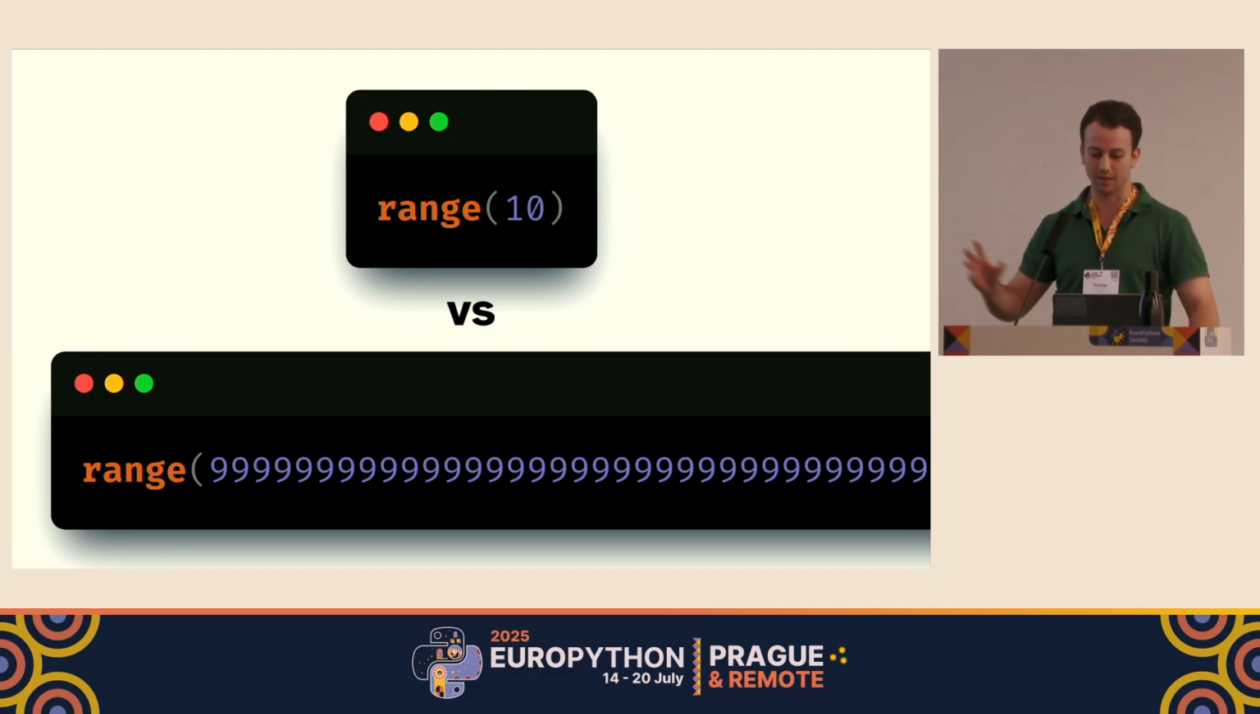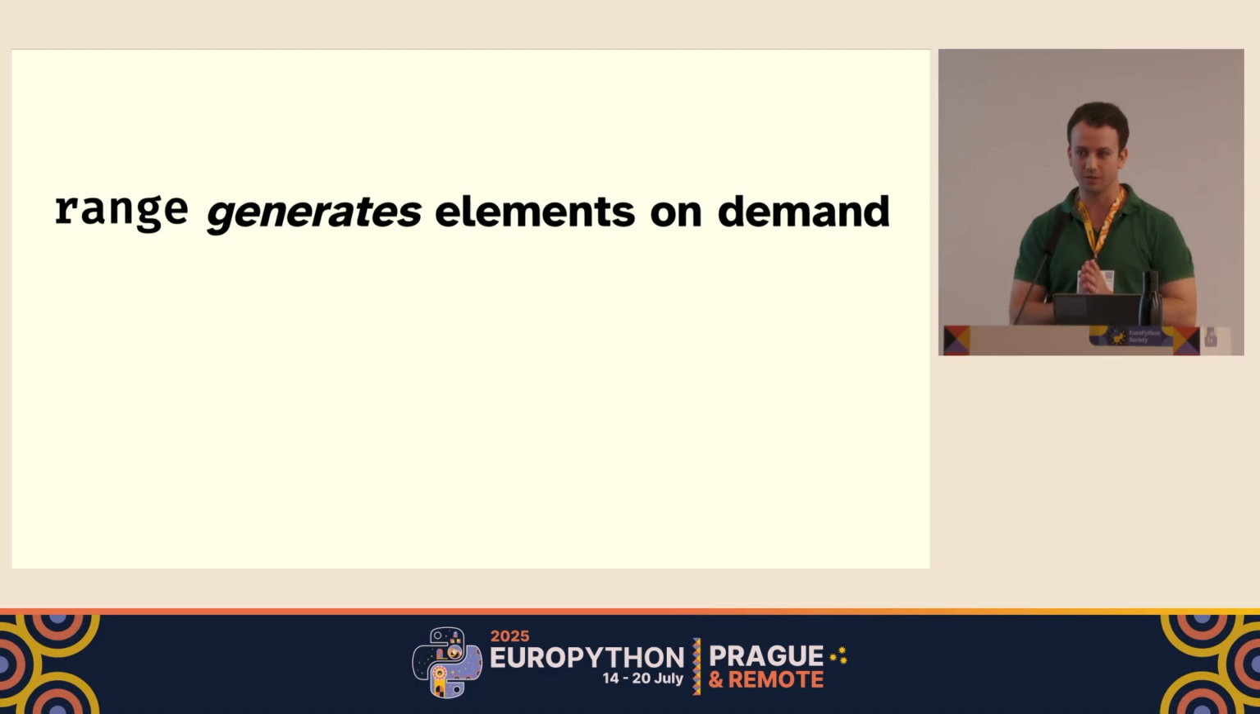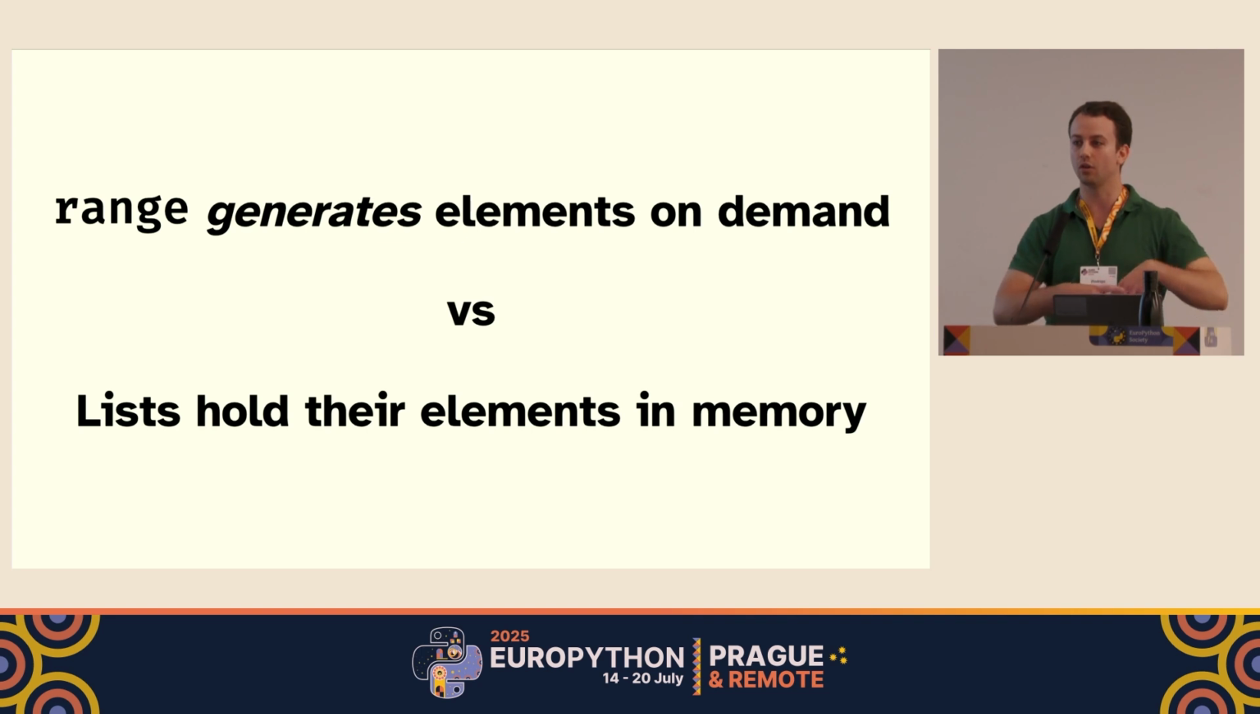And why is that if the gazillion is so much larger than the number 10? Because range, the built-in range, generates elements on demand. Right? It's generating the items as needed, as opposed to something like a list that would hold all of the elements in memory. So this makes it so that you don't really have to worry upfront with everything you will need, with all the numbers you will need, as long as you know how to produce those.